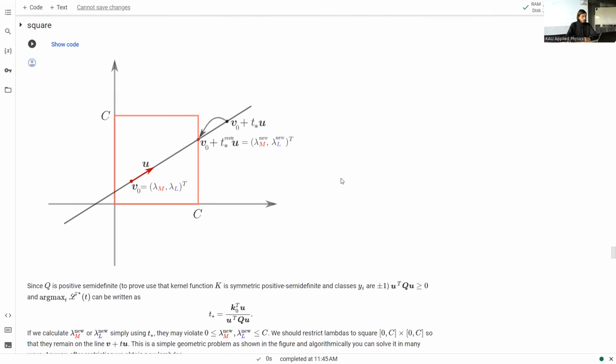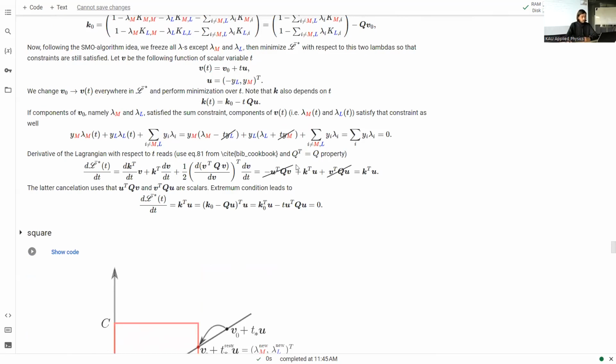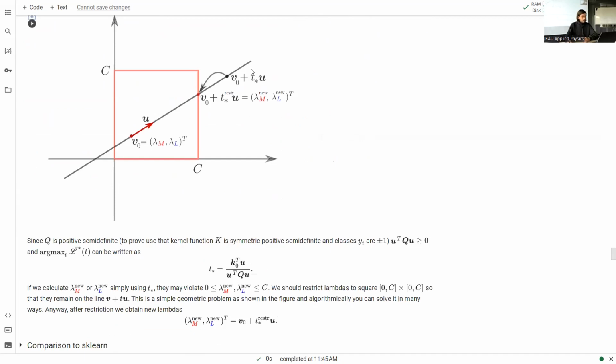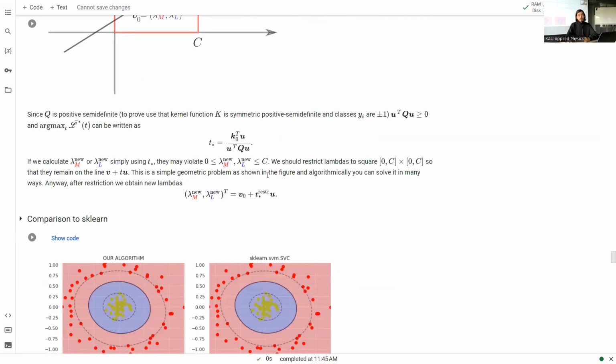I'm substituting this form in there and performing all the derivatives, and at the end of the day I get this parameter t that corresponds to the minimum of my function. So here it is. If you are familiar with Newton's method, this expression should be more or less familiar to you. And now I'm concerned with restricting my lambda m and lambda l to the range 0 to C.